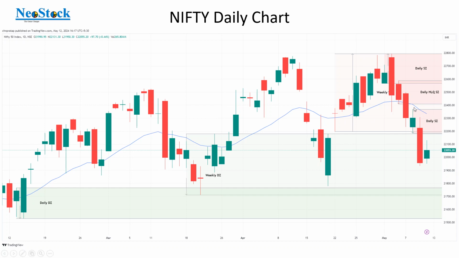And again you have one more zone, drop, base, drop, daily supply zone. This daily supply zone is having daily EMA confluence. But anyway, this EMA confluence is not having any significance because the trend is sideways. In sideways, we don't bother about the EMA confluence. It is not having much importance.